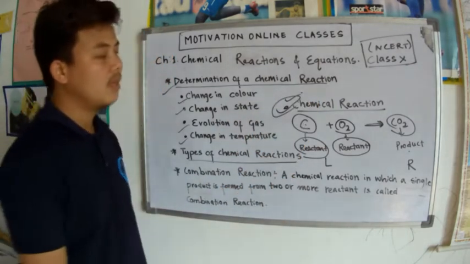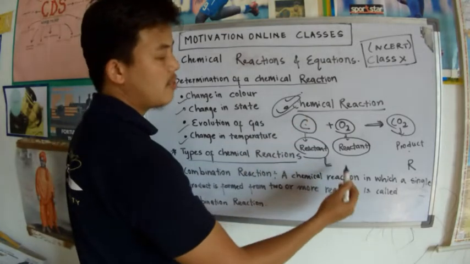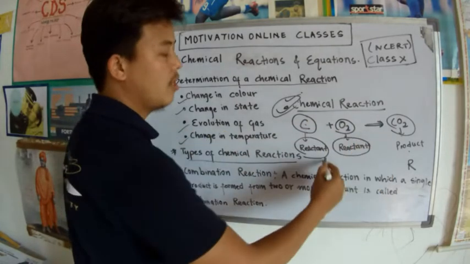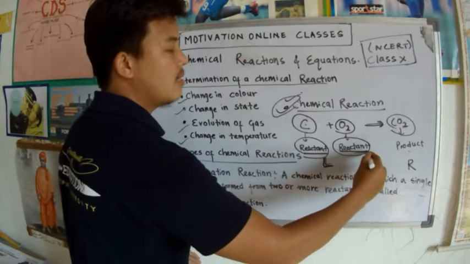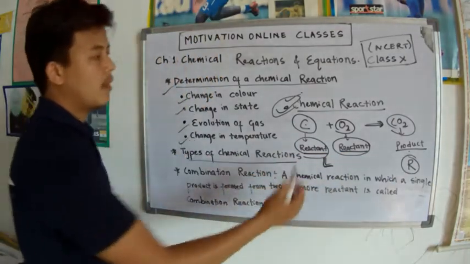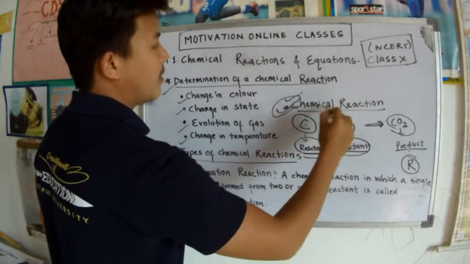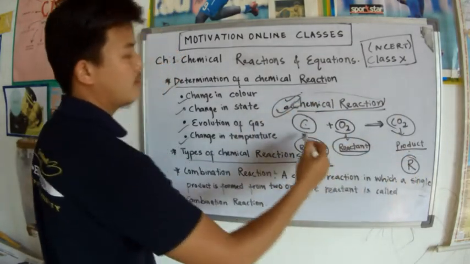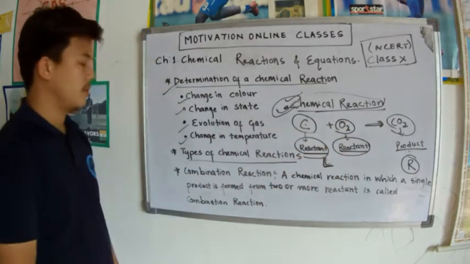And always remember, whenever you write a chemical equation, on the left hand side there will always be the reactants, and on the right hand side there will always be the products. This is the proper understanding of chemical reactions and equations. We can say this one is a chemical equation.